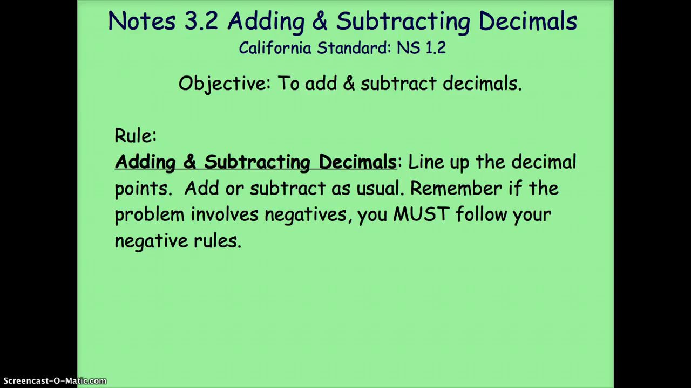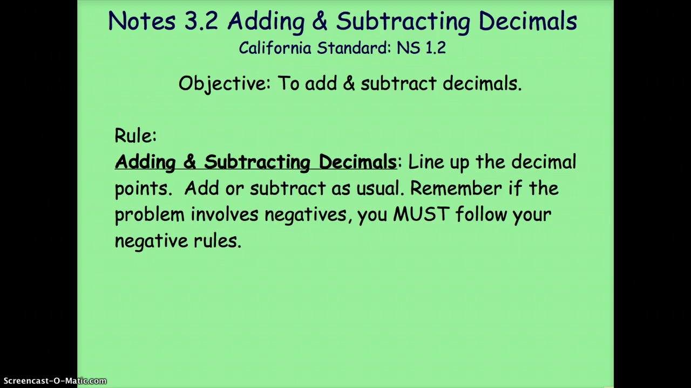The only difference we have in here is, again, we're working with negatives, so it does make it a bit more complicated. Our rule for adding and subtracting decimals is to line up the decimal points, add or subtract as usual. My reminder to you is if the problem involves negatives, you must follow your negatives rules. For example, skip change, or secretly subtract.